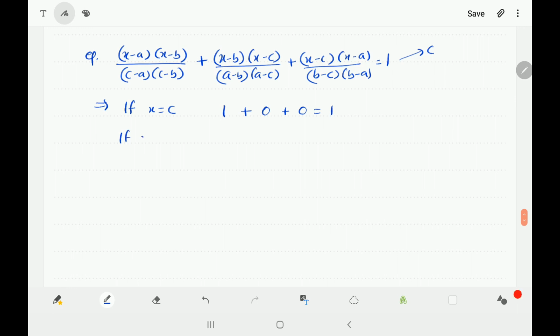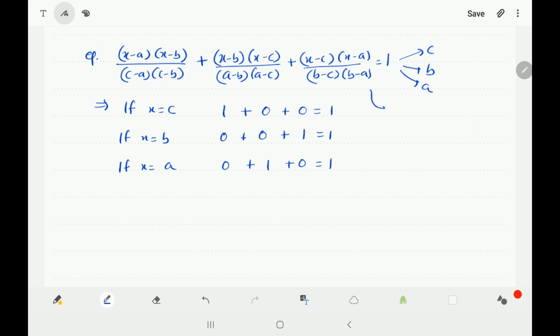Now if you put x equal to b, what will happen? The first term will become 0, the second term will also become 0, and the third term will become 1, which is equal to 1. Hence this equation has one more root, which is b. If you put x equal to a, what will happen? This term will become 0, the last term will become 0 also, and the middle term will become 1, which is equal to 1. Hence this equation has root a.